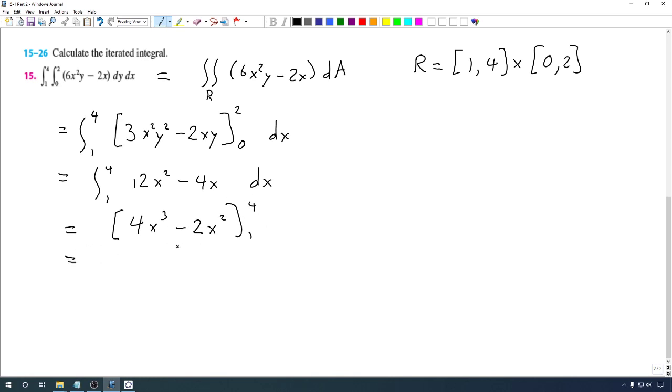Go ahead and plug 4 in there, so we get 4 times 4 cubed minus 2 times 4 squared. And then we subtract what we get when we plug in 1, so we have 4 minus 2. If we work all this out, the 4 times 4 cubed actually makes it rather big initially, but then we end up subtracting stuff out. We should get 222 as our result.